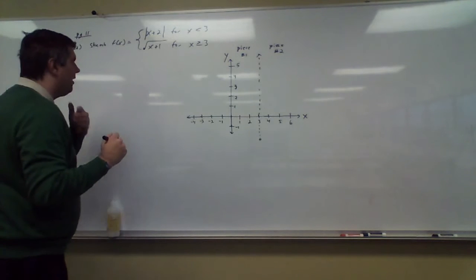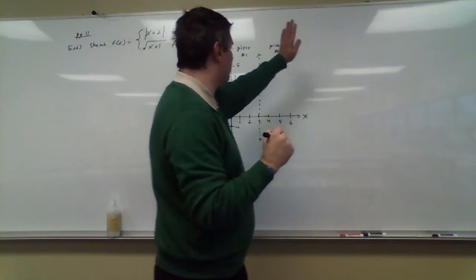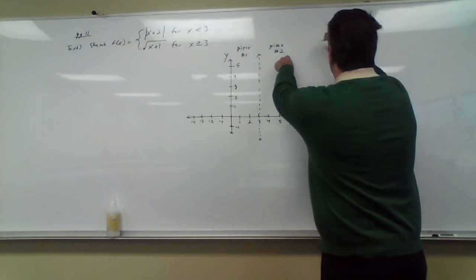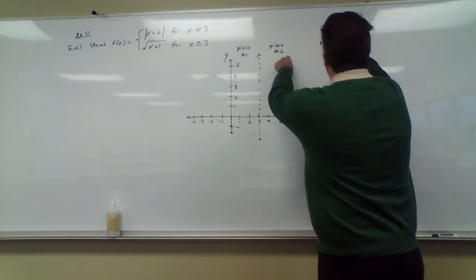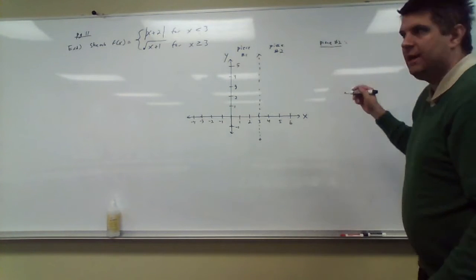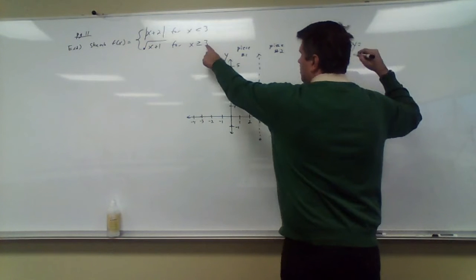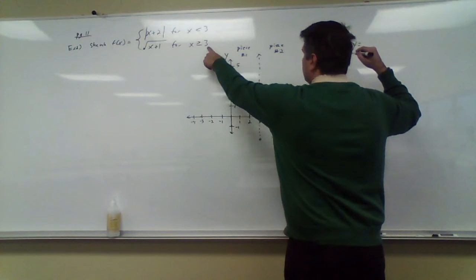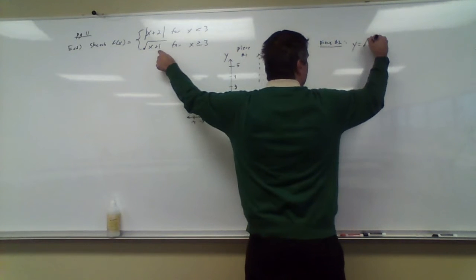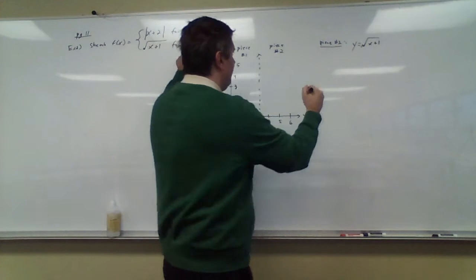Now, I generally start with the piece that's farthest to the right when I'm showing students how to do this. So the farthest to the right is piece number 2. Okay, and the rule for piece number 2 is that y equals the square root of x plus 1, when x is greater than or equal to 3.